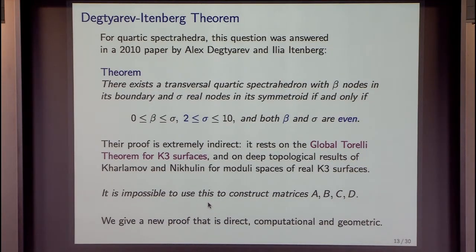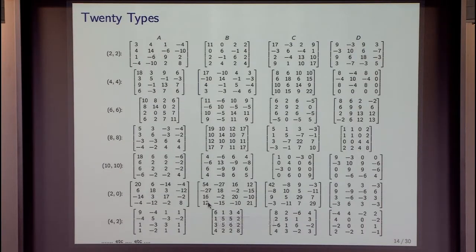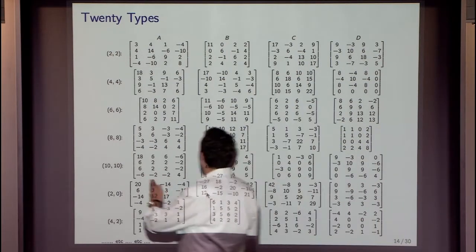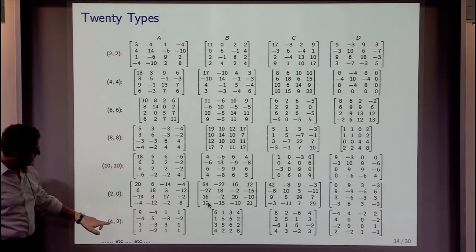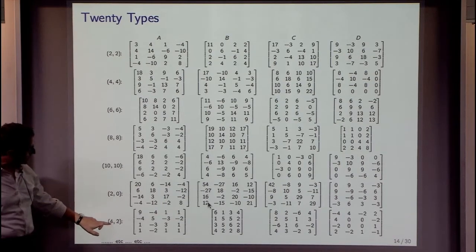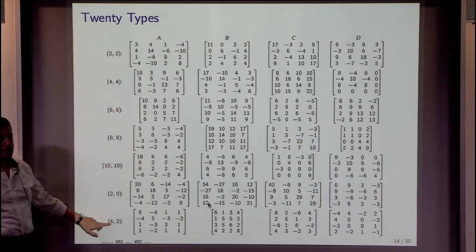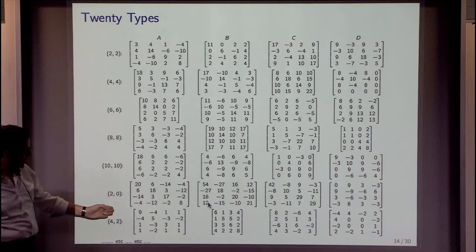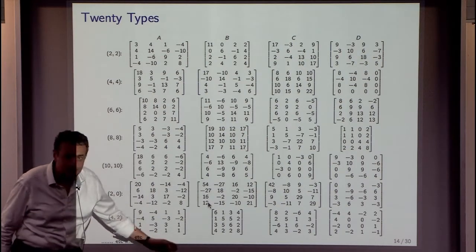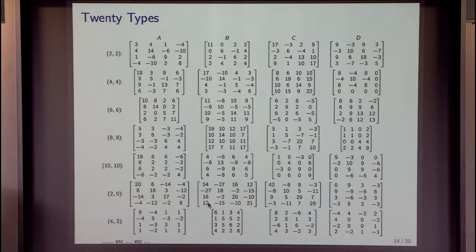So let me show you the if direction. The proof of the if direction is a list. So these are the different combinatorial types. This is always beta, sigma. So for example, 4, 2 means that there are 4 nodes on the real symmetroid, 2 of which are on the spectrahedron. And these are representative matrices A, B, C. So there's a list. You can take these matrices, type them into SeDuMi, and see what happens.